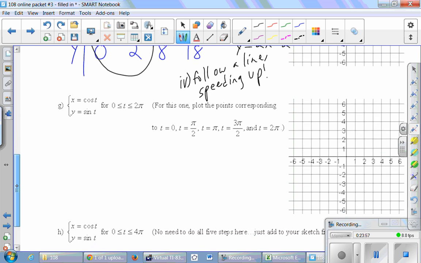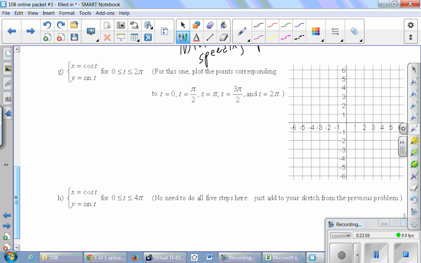Okay, a trig one for the first time. x is cosine t, y is sine t, t from 0 to 2 pi. For this one, plot the points corresponding to t equals 0, pi over 2, pi, 3 pi over 2, and 2 pi. Okay, we can do that.